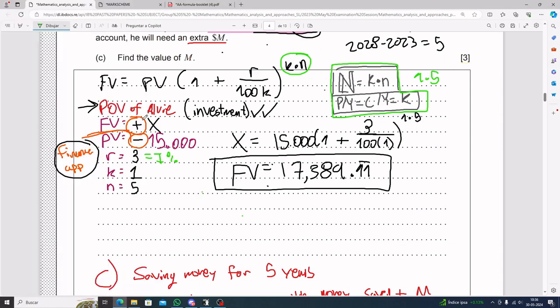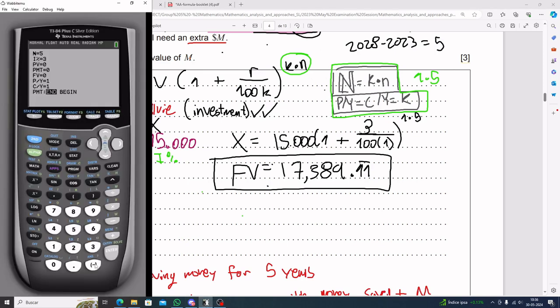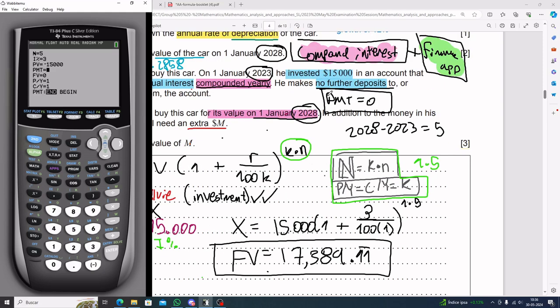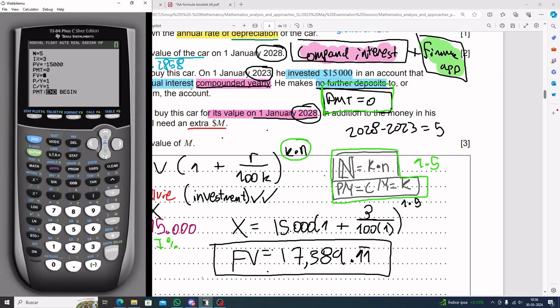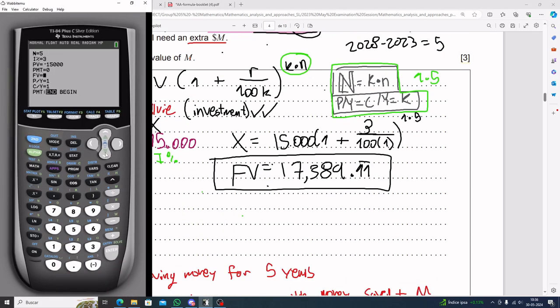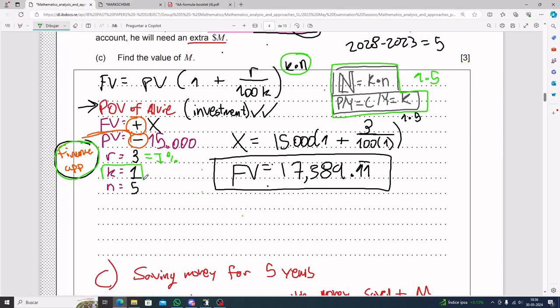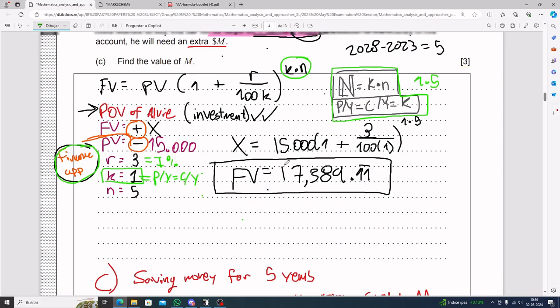Your PV, we said, was an investment, so we're going to think about it as first losing money. So first you put money into the account, you lose 15,000 initially. PMT equals 0 because there's no further deposits. They don't say anything about some random monthly deposit. FV is what you're trying to find, so you're going to leave it like that. And then PY and CY stays as 1 because we said that PY and CY is going to equal my K. Yeah? So I need to make that really clear, you guys.